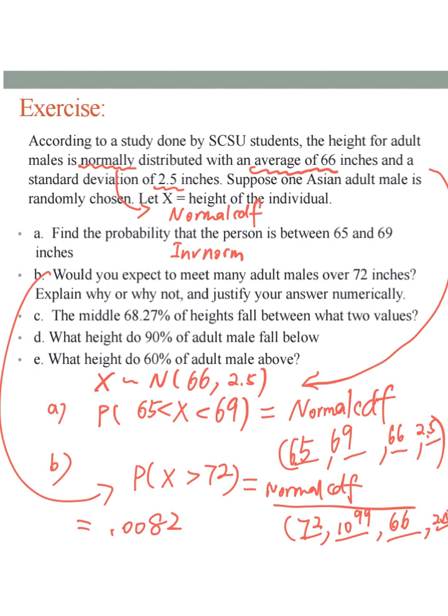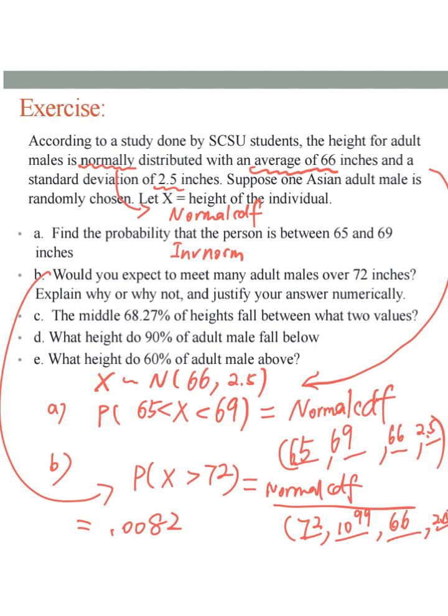0.0082. So that means if there are 1,000 persons, I only have roughly 8 with the height over 72 inches. So it's very, very rare. It's not common. So we don't expect to meet many. That makes sense. For every 1,000 people, we only have roughly 8 people with a height over 72 inches.